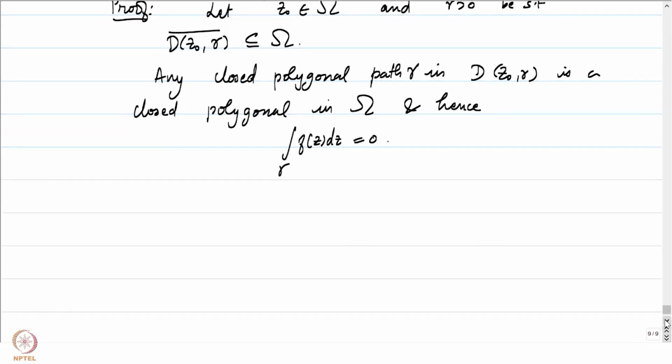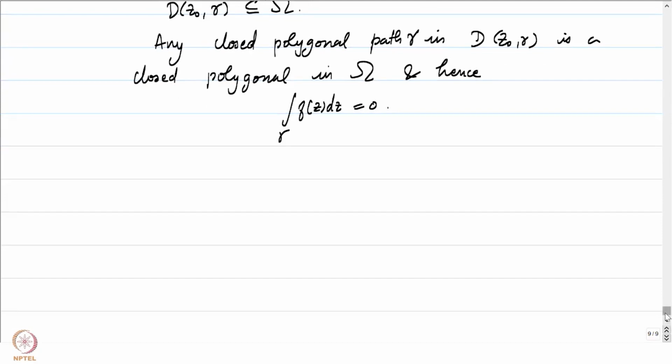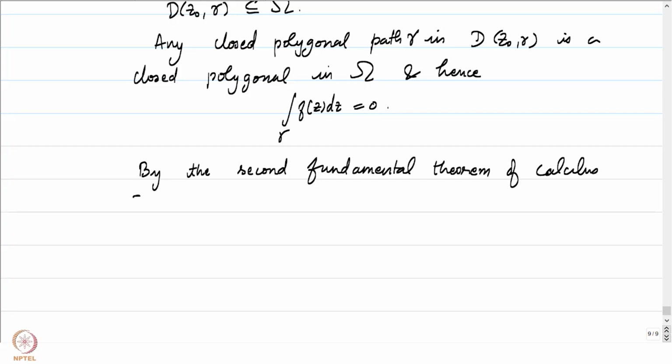But now we are in a good setup. We didn't a priori know whether omega was connected or not. However, the disk of radius r around z0 is certainly connected. In fact, it is much more, but we will only use the fact that it is connected to conclude that by the second fundamental theorem of calculus, because our function f is continuous, there exists a holomorphic function, an antiderivative, which is holomorphic.